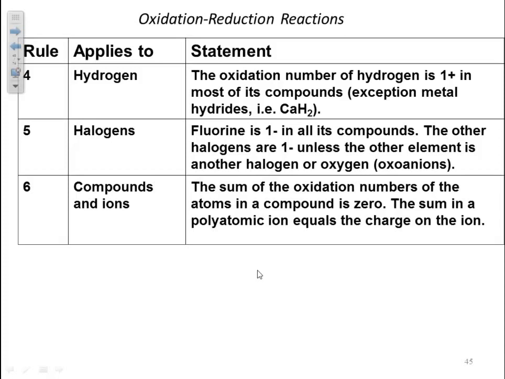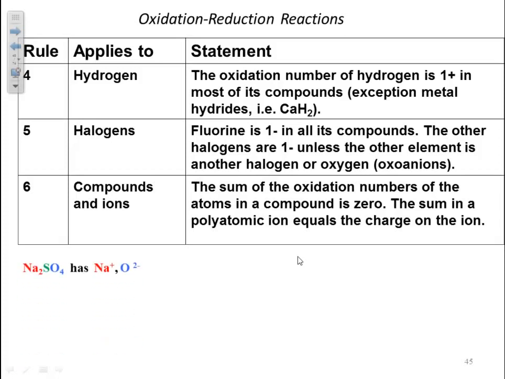Compounds and ions. The sum of the oxidation numbers of the atoms in a compound is 0, as we've been doing all along, and the sum in a polyatomic ion is equal to the charge on that ion. So let's calculate some oxidation numbers.